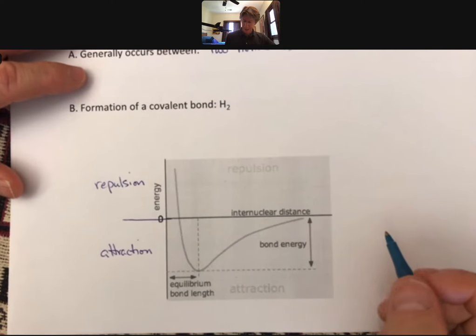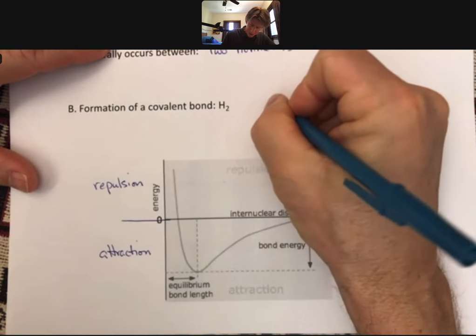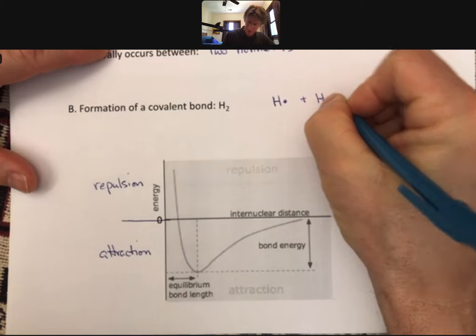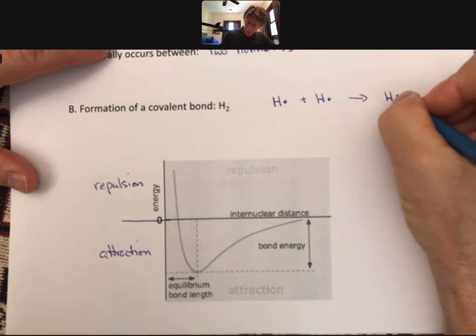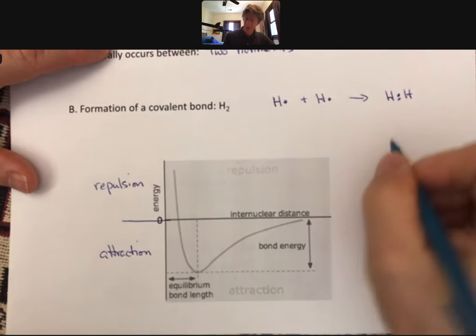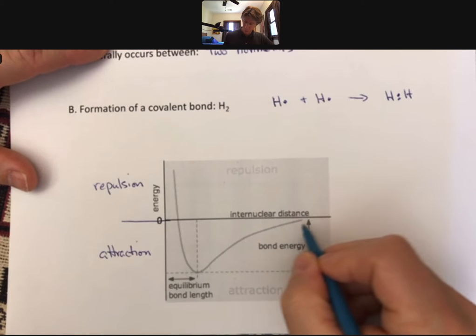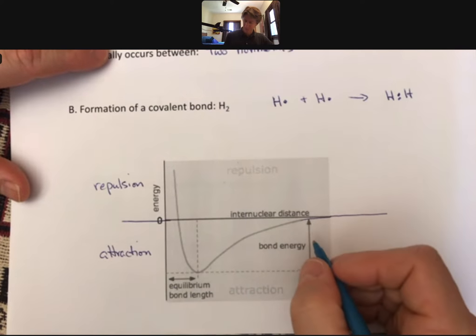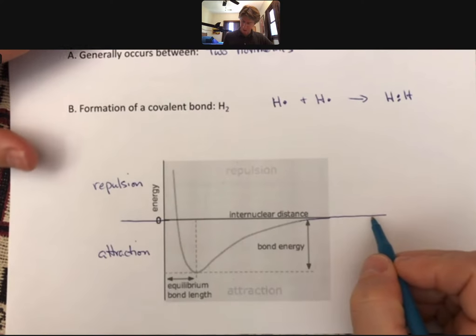Okay. And what happens is, this is hydrogen. We can imagine taking a hydrogen atom plus a hydrogen atom, and we're drawing Lewis dot formulas here, and putting them together to make an H2 molecule. And so when we're way out here at large internuclear distance, then there's no attraction, no repulsion. That's what this zero means.